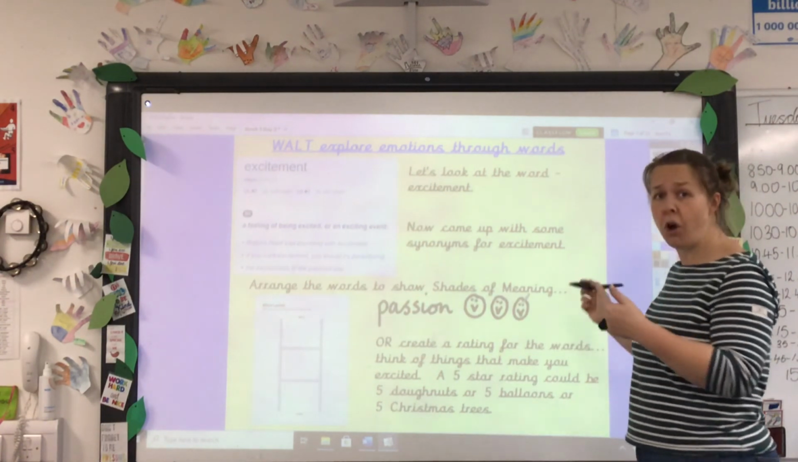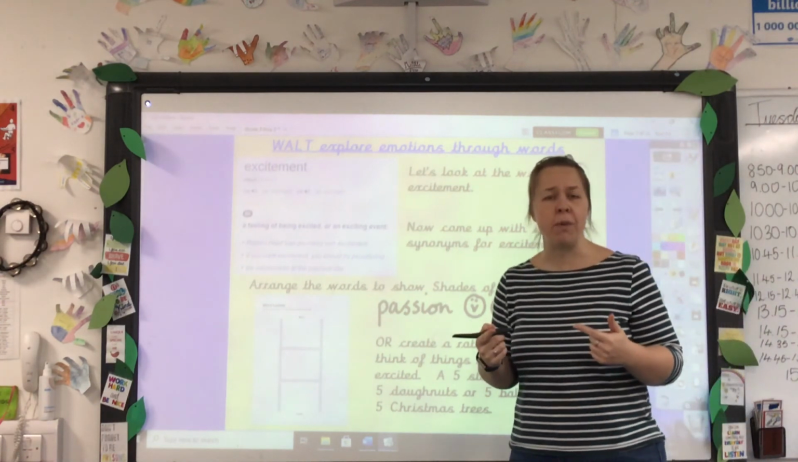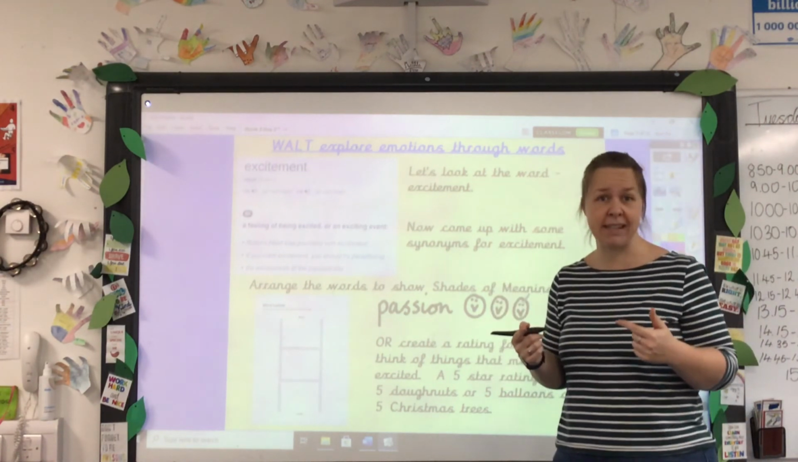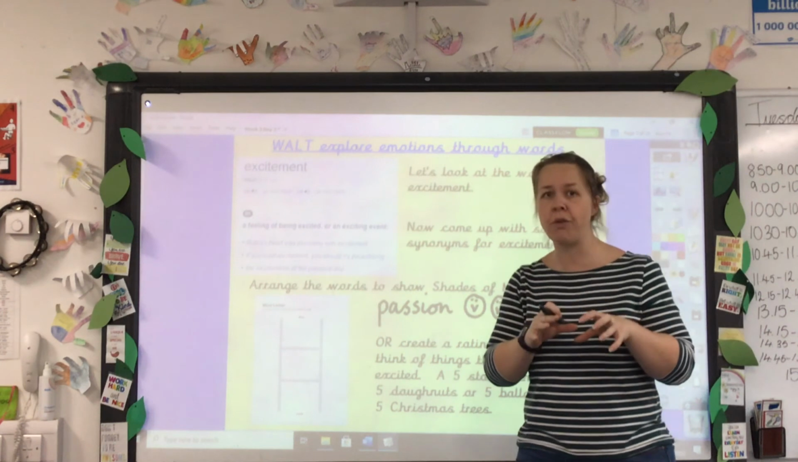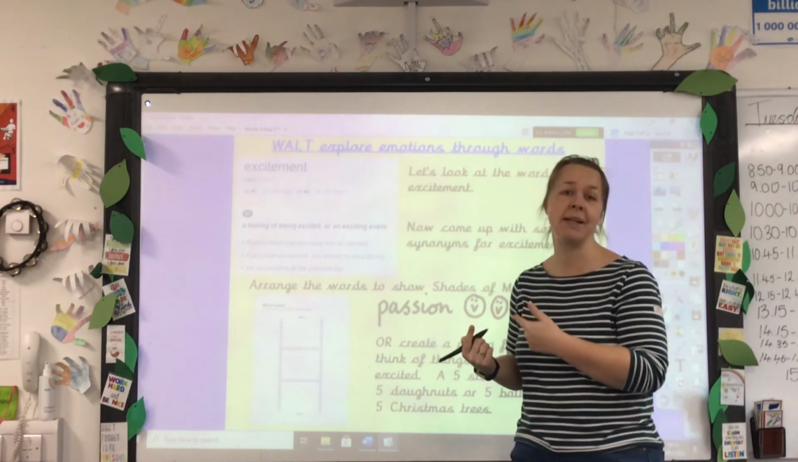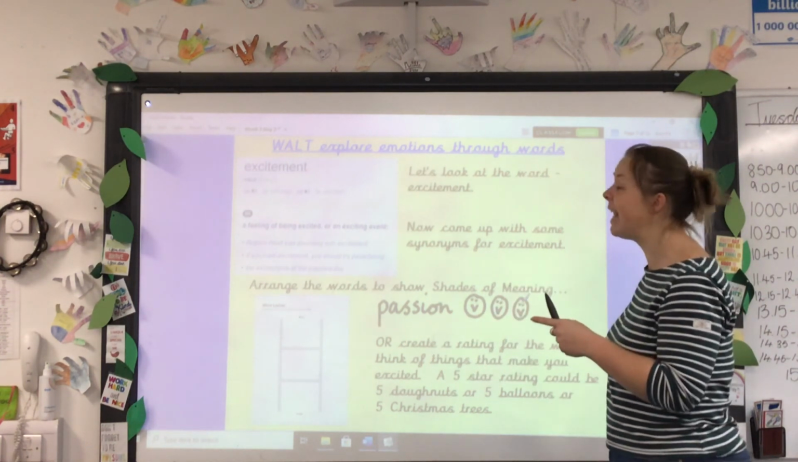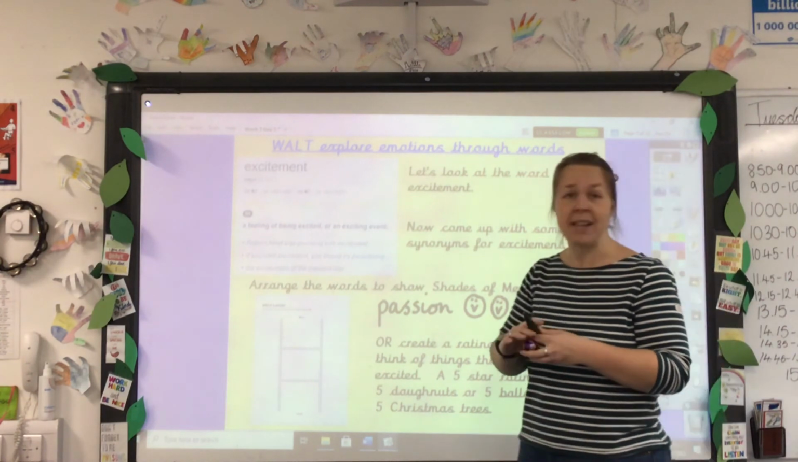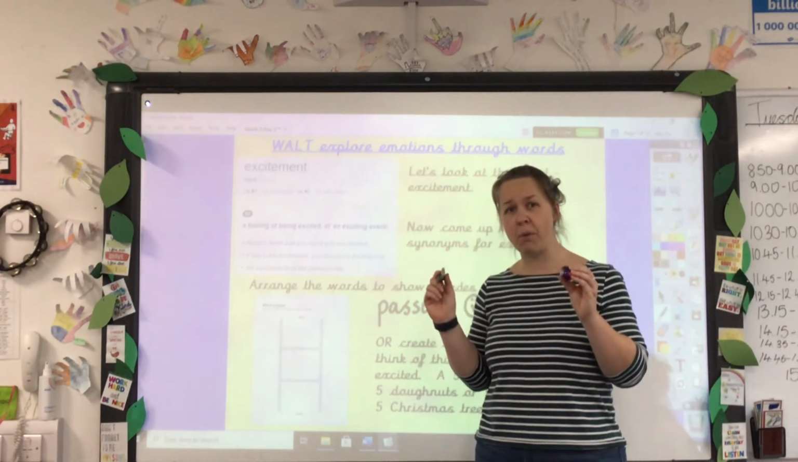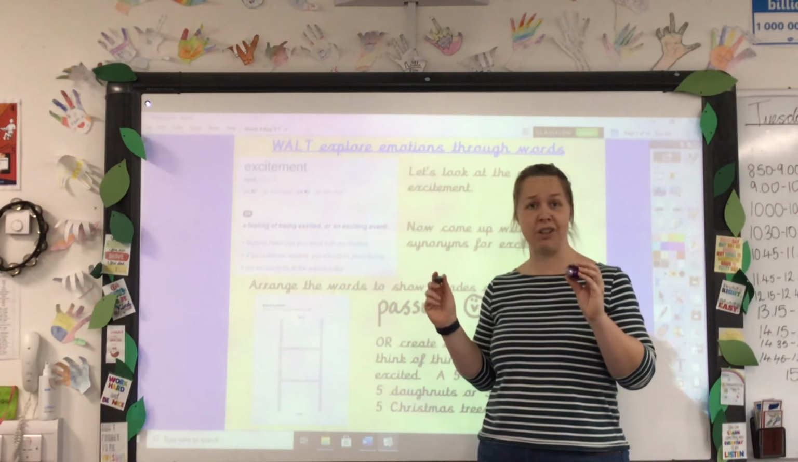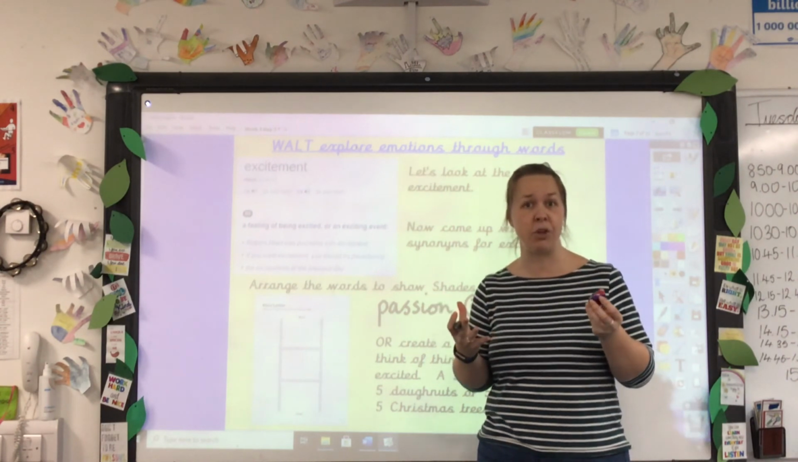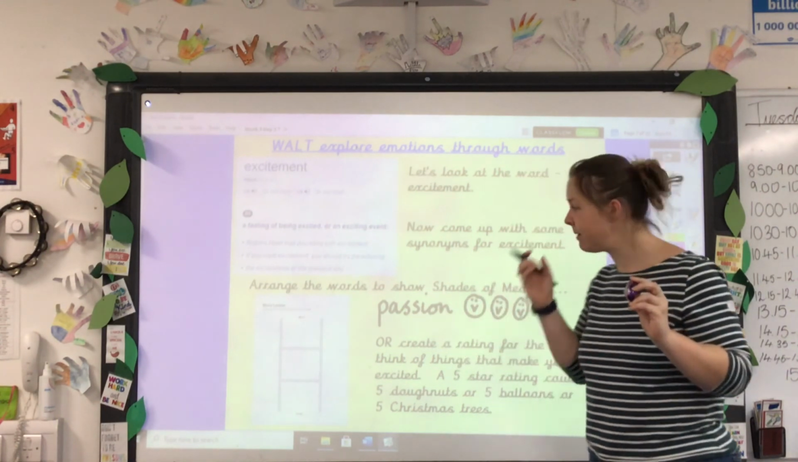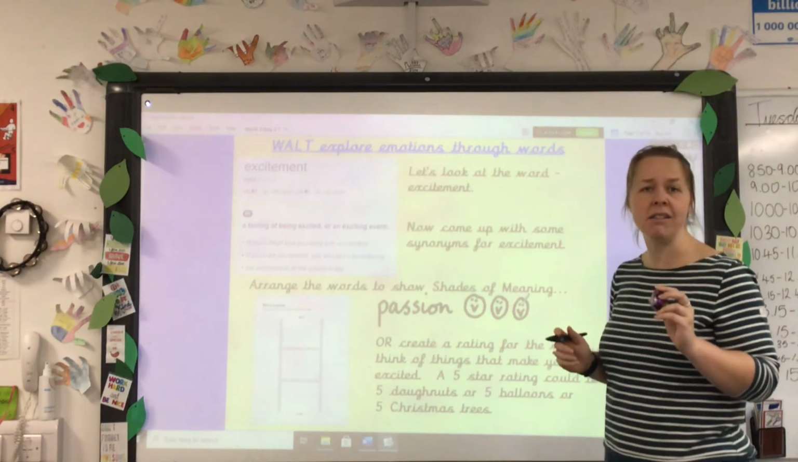Now, if you struggle with coming up with some synonyms for excitement, try and do it on your own first, but on the next page there are some examples for you, so you can have a look at those. I'm not going to put it up on the board now because I don't want to show you them and then you have them already. I'd like you to have a go on your own first. Those are your tasks for today.